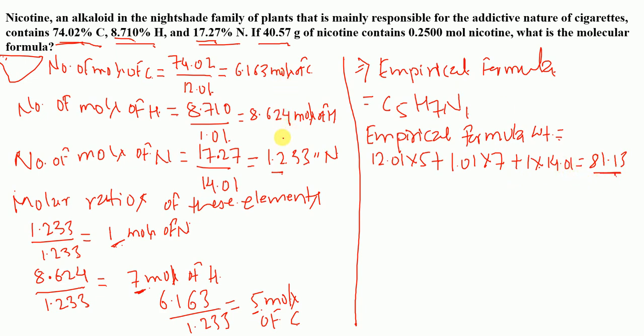So what has been given to us? We have been given that 40.07 gram of nicotine contains 0.25 moles of nicotine. So from this we can also calculate the molecular formula weight.